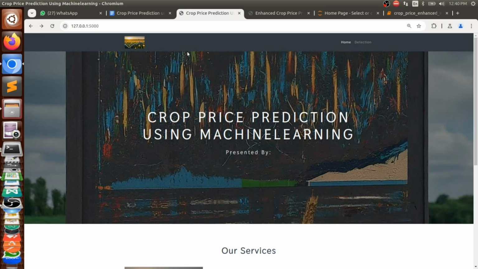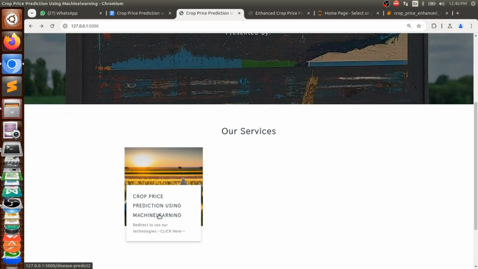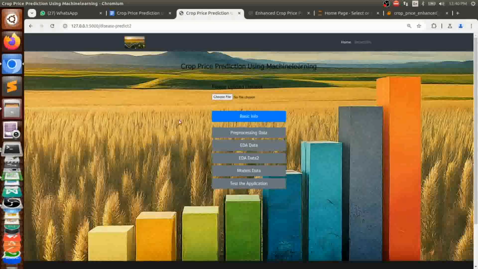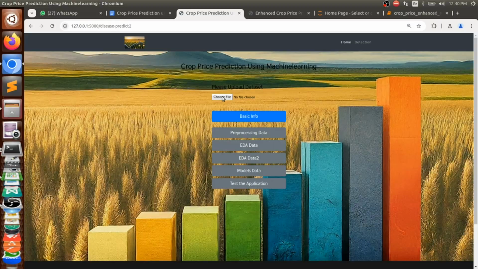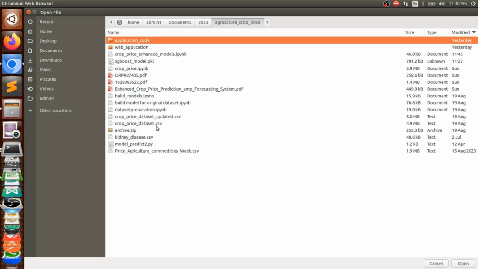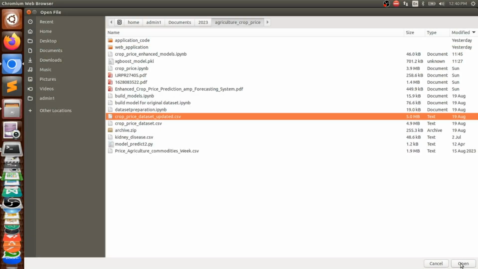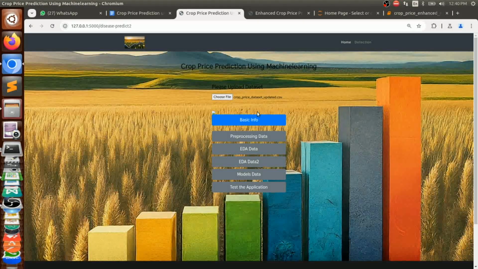So this is the home page of the website that we built. When you click on Crop Price Prediction using Machine Learning, it will take you to this page where you need to upload the data set. And then if you want to know the basic information of the data set, just click on Basic Info.